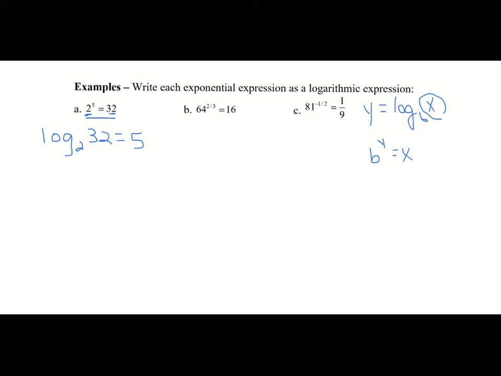So for my next one, for b, we're going to have the log of, and I'm going to put that little 64 there. The answer is the big number, and then it's going to equal whatever the power is, so 2/3. And then for c, we're going to have the log of, and then we're going to have a little number of 81. So it's a log of 1/9 with base 81 is equal to negative 1/2. It's not too hard, it's just getting used to converting between the two. And the more you practice, the more you'll get used to it.